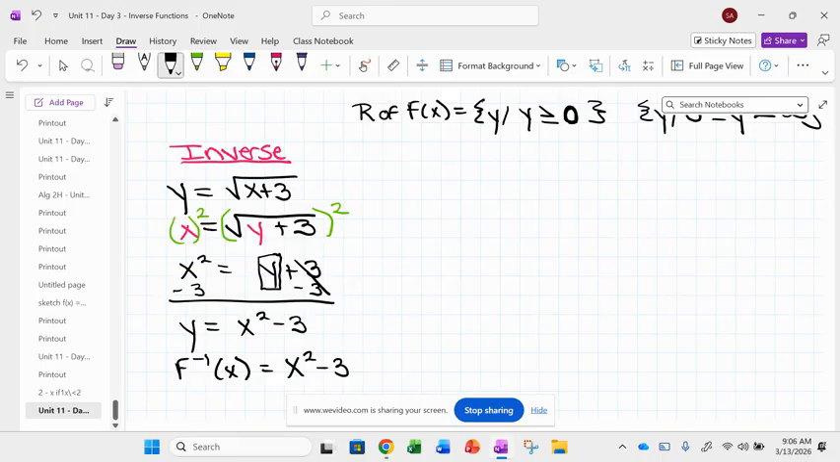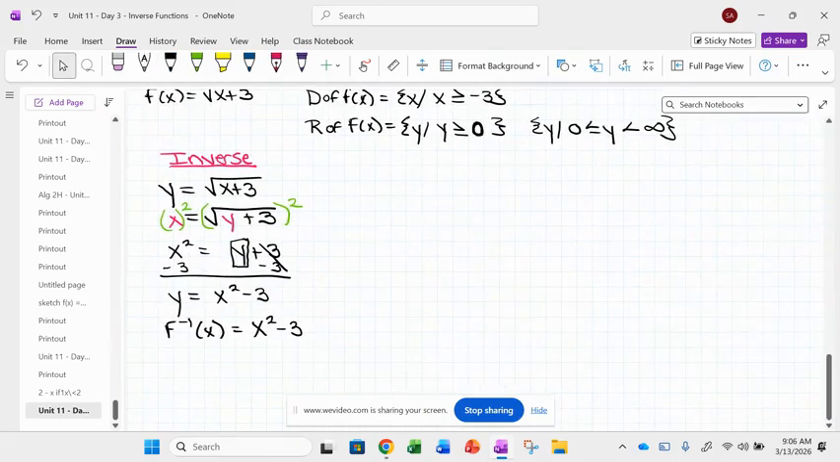Is this my answer? No, this is not my answer. What did I tell you has to be part of your answer? The domain and range of the inverse. How am I going to identify the domain and range of the inverse? It is based on what? Somebody besides Ariana and Violet and Vivek, somebody else tell me. The domain and range of the inverse is based on what? Good, the domain and range of the original.